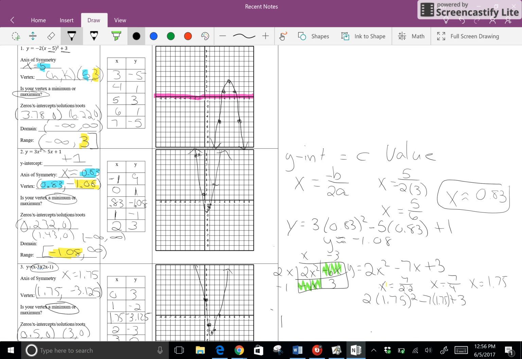And then your domain is always negative infinity to infinity. And your range, it's going to be a bracket because you're starting at negative 3.125 and then going to positive infinity.